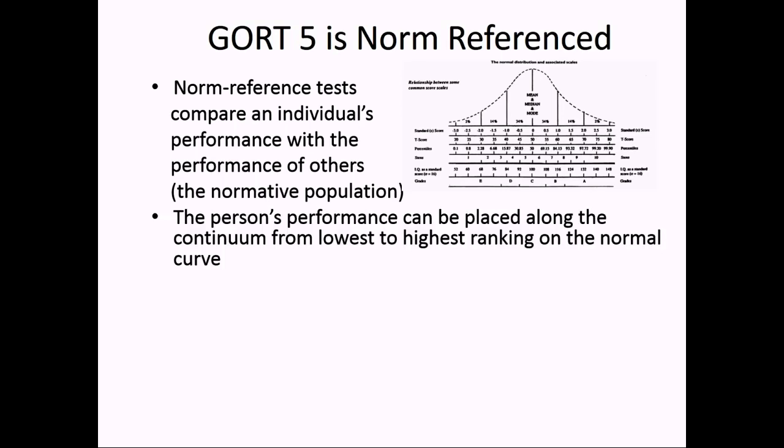The person's performance can be placed along the continuum from lowest to highest. So when you look at the normal curve, on the far left, only 2% of the population will perform at the lowest level on the test, and on the far right, 2% of the people will perform at the highest level. Most people will perform in the middle, where we have the mean, the median, and the mode displayed. So 68% of the people are going to perform in the middle. We're interested in the kids who are 1.5 standard deviations from that mean, or in the lower levels of the test on the far left.